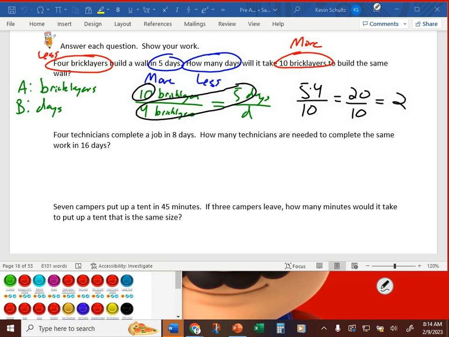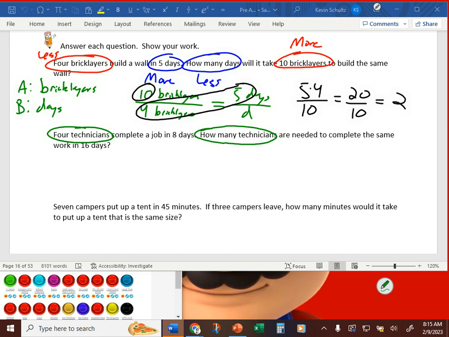4 technicians complete a job in 8 days. How many technicians are needed to complete the same work in 16 days? So, same idea, but a differently phrased question. We're solving for a different part of the proportion. Let's start with what our 2 values are. What do we got here, Peyton? You got the 4 technicians and then how many technicians. All right.